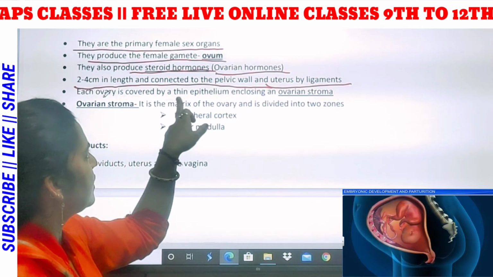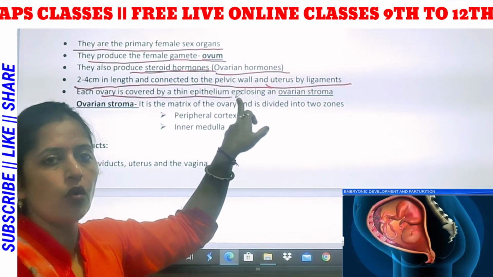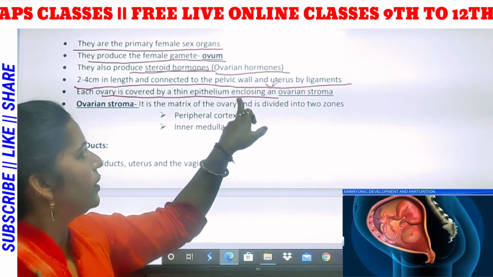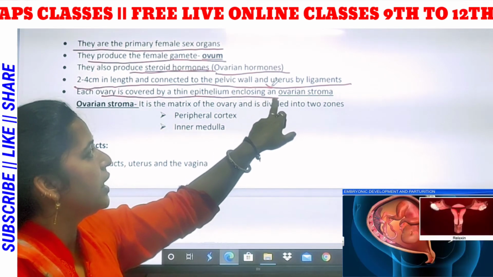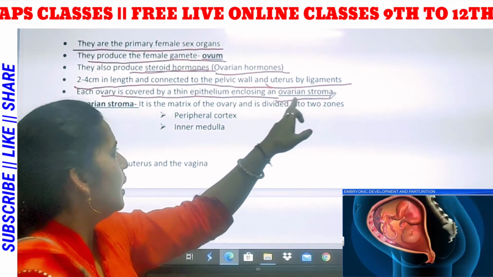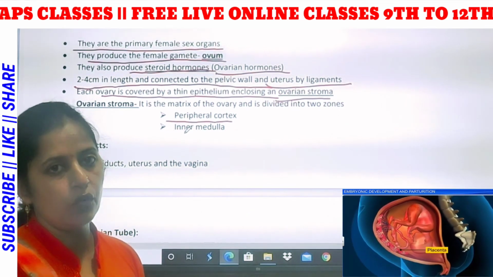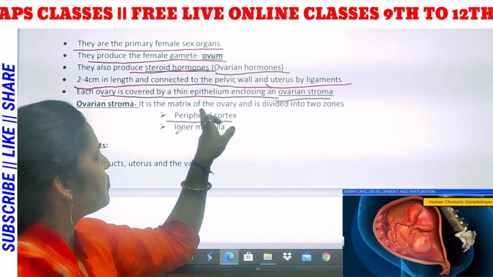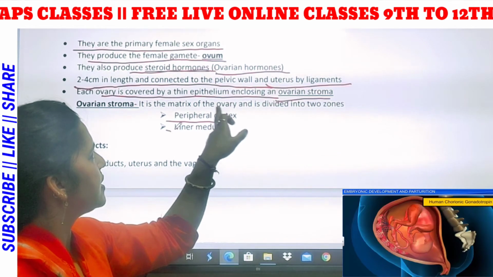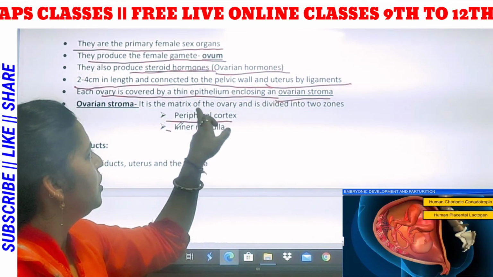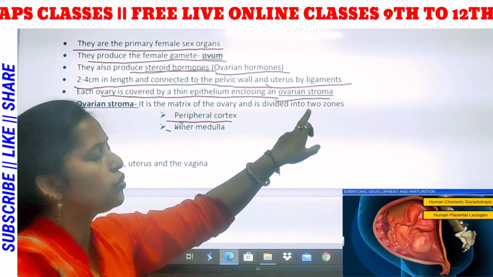Each ovary is covered by a thin epithelium enclosing. हर एक ovary जो है that is covered with the help of the epithelium enclosing the ovarian stroma. Next, ovarian stroma. What do you mean by ovarian stroma? होता क्या है ovarian stroma? It is the matrix of the ovary and is divided into 2 zones.